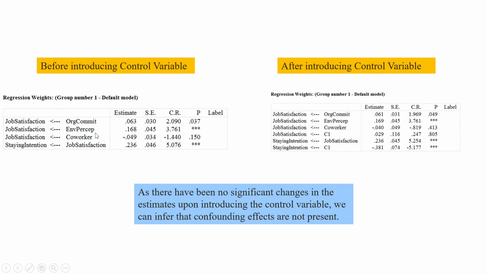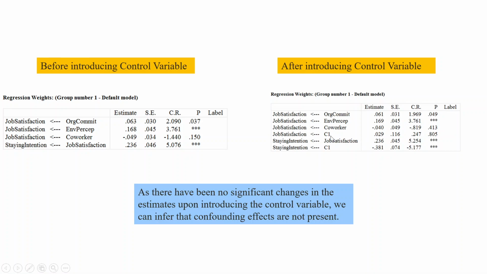Let's talk about the environmental perception. Here it is 0.168, here it is 0.169, and significant, so there is no change. Co-workers, minus 0.049, here minus 0.040, and it is insignificant here, and here also it is insignificant because the p-value is more than 0.05. Let's talk about job satisfaction to staying intention, 0.236, 3 stars, 0.236, 3 stars, quite good. So there is no change.